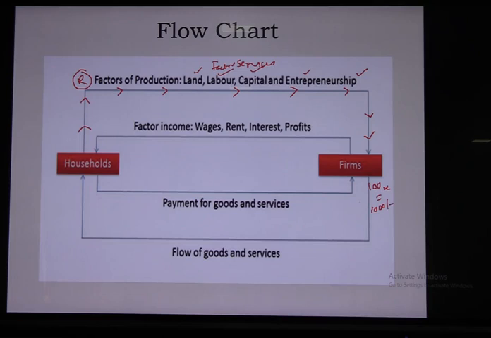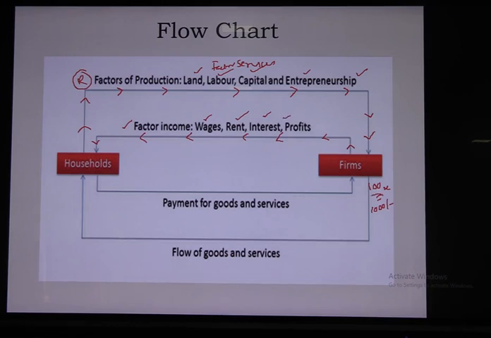And this 1,000 rupees moves from the second floor, coming from firm to household. You can see that. Firm to household flow, in the form of what? Factor income. That is wage, rent, interest, profit.